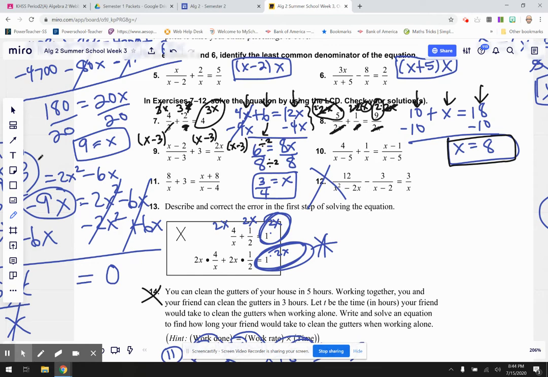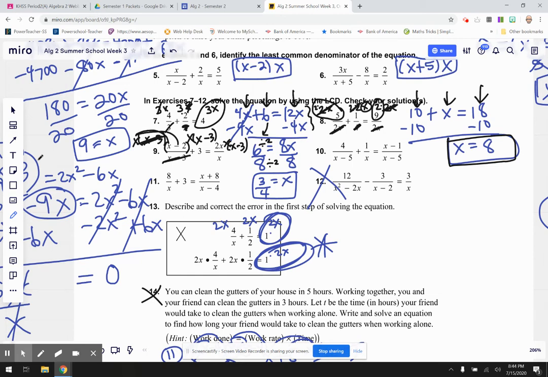Because I can't just do one. I have to do all of them to keep it equal. So that's going to get rid of the first fraction. The second one doesn't have a fraction, just 3. The third one, I need to multiply everything by its x. So I need to multiply everything by x times x minus 3. That's going to get rid of the x minus 3's, but I'm still going to need to do x times x and x times negative 2.